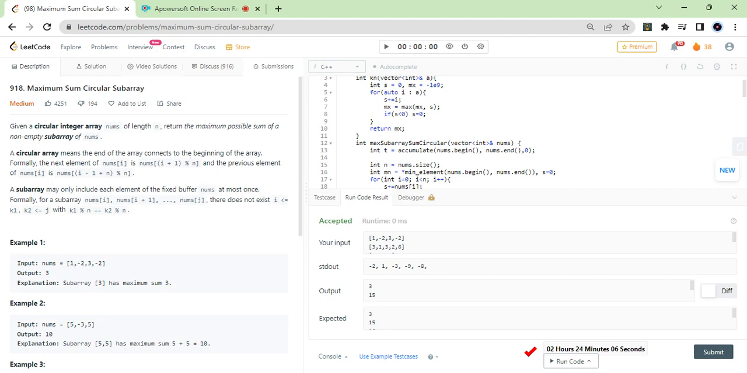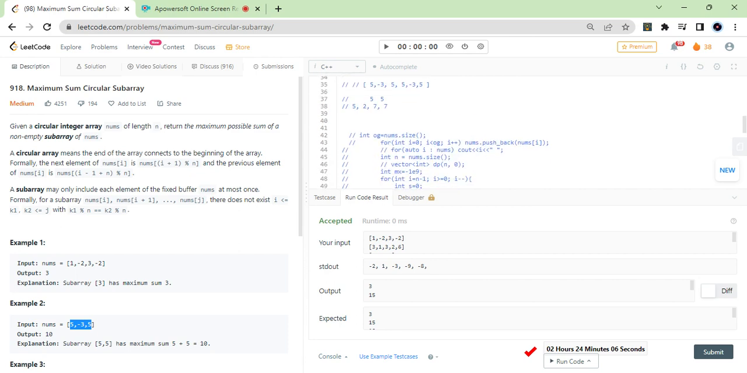So return the maximum sum of a non-empty subarray of nums, right? This is not just a normal subarray. In this case, it is not just a normal array like 5 minus 3 5. Here this 5 is also connected with this 5, so you can say this 5 is placed after this, and this minus 3 is also placed after this 5. So yeah, this is basically a circular array.